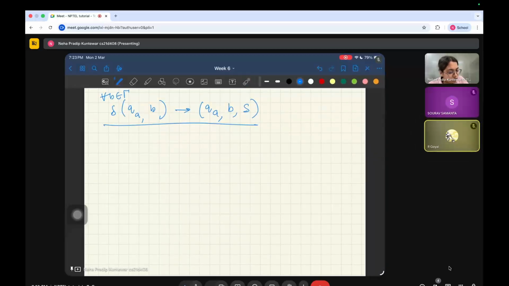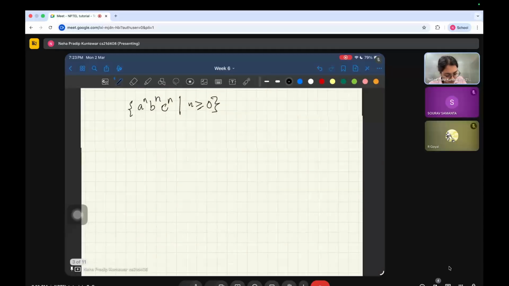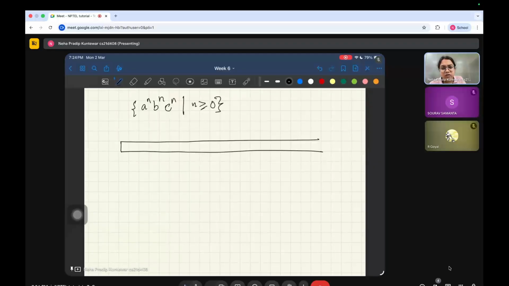Okay, so you have seen this example probably, right? a^n b^n c^n, n greater than or equal to 0. So, how will you do this with a Turing machine? Let's first see what the high level description is. And also, I'm assuming that the tape is infinite towards the right.